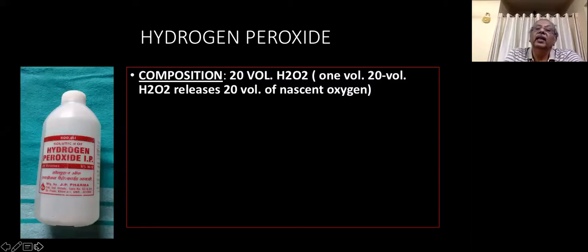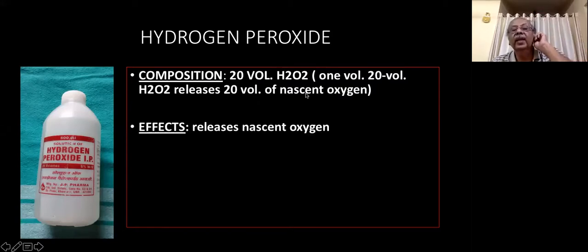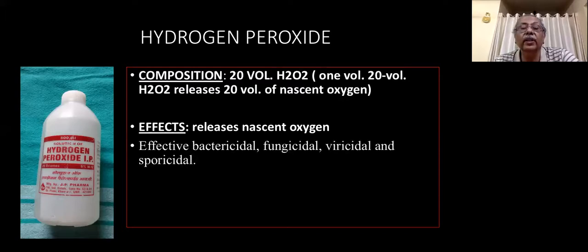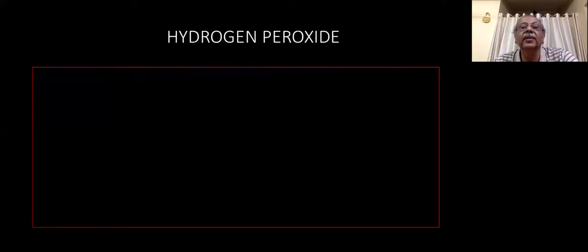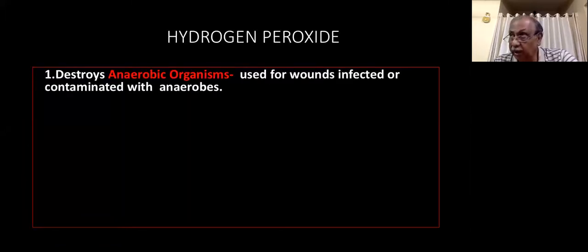Hydrogen peroxide: 20 volumes of hydrogen peroxide releases 20 volumes of nascent oxygen. Its action is by nascent oxygen. In the case of U-Sol, it is by nascent chlorine. Here it is by nascent oxygen. It is effective: bactericidal, fungicidal, virucidal, and sporicidal. And 0.5% accelerated hydrogen peroxide demonstrated bactericidal and virucidal activity in 1 minute, and mycobactericidal and fungicidal activity in 5 minutes. So what are the important functions?